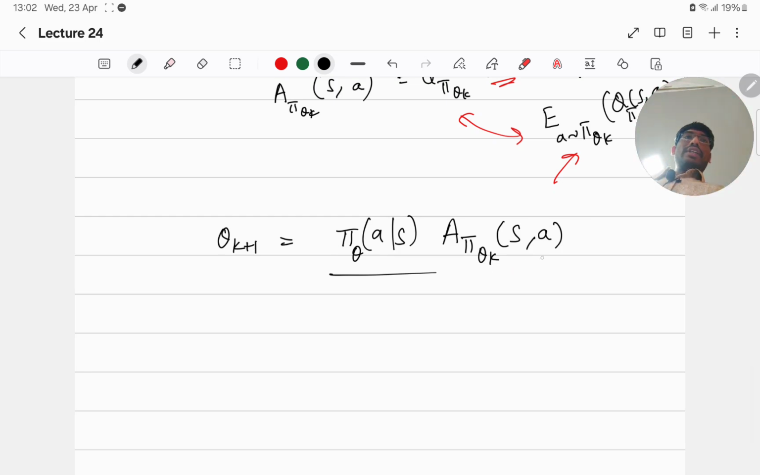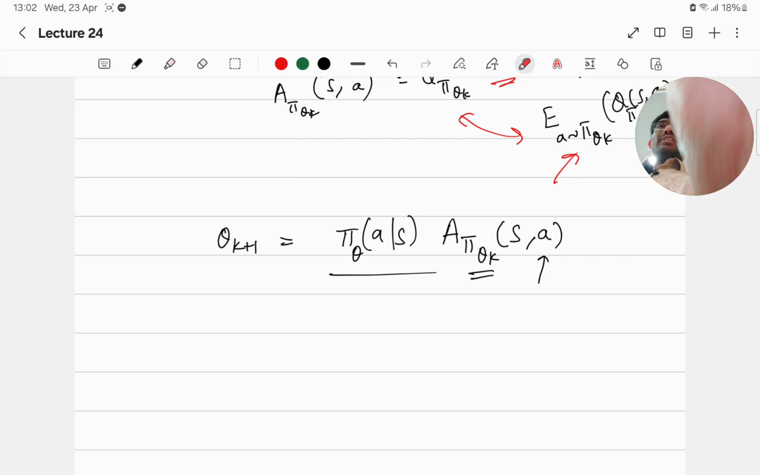If for some action A the advantage is positive, what do we infer from that? Let's say you have some policy pi theta k currently, and for that policy the advantage function for some action A is positive. Then it is a preferable action. It's a good action compared to your current policy, right? So in the next policy, what do you want to do? You increase the probability of that action compared to what you currently have.